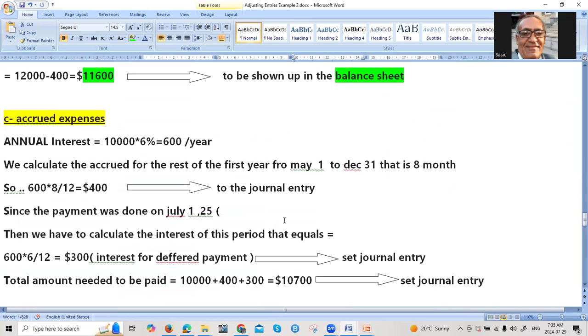How we did this again, I will show you again. We said the annual interest is 600, but this is for the whole year. But we said we have only 8 months between May 1, when we borrow the money, until December 31. They are 8 months. So the portion of the year, or the quota of the year, will be $600 multiplied by 8 divided by 12. That will give me $400. So this goes to the journal entry.